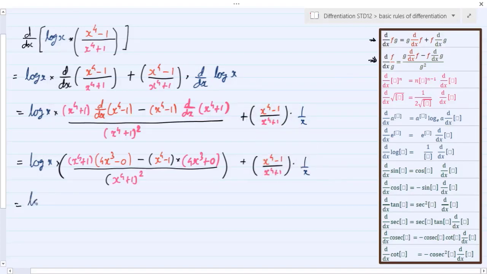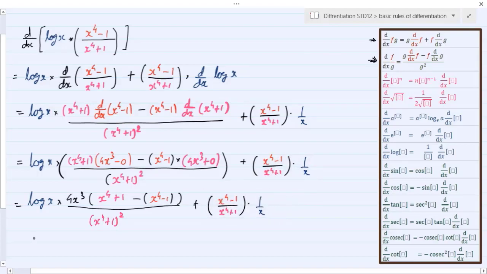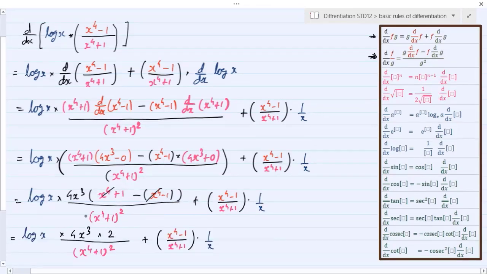Now for further simplification, your log x will be as it is. We can take 4x cube common from the numerator, so the remaining terms are x raised to 4 plus 1 in the first term, minus x raised to 4 minus 1 in the second term. X raised to 4 plus 1 the whole square will be as it is, plus again your second term will be as it is. So this x raised to 4 and x raised to 4 will cancel out, 1 plus 1 becomes 2. The rest of the terms will be as it is, and this 2 into 4 will become your 8. Ta-da! This is your final answer.